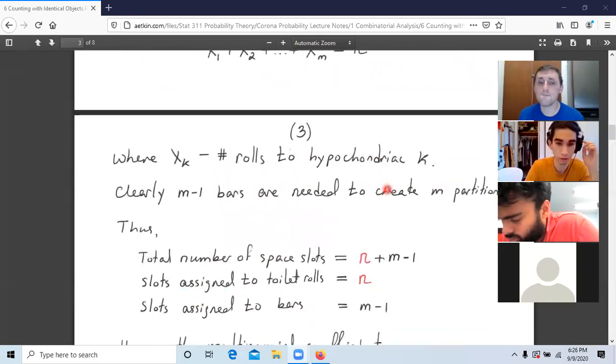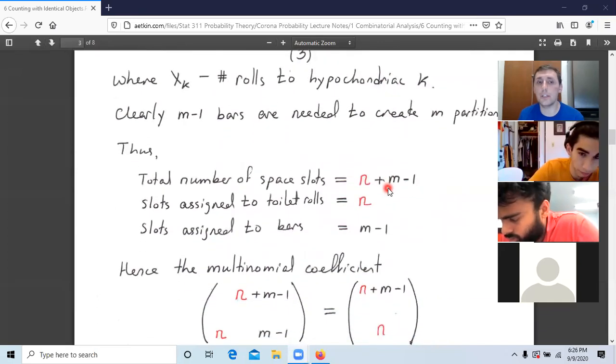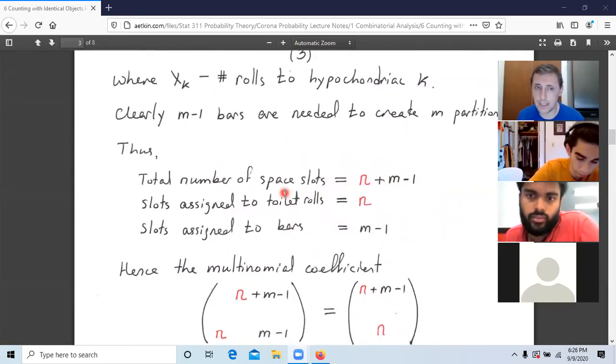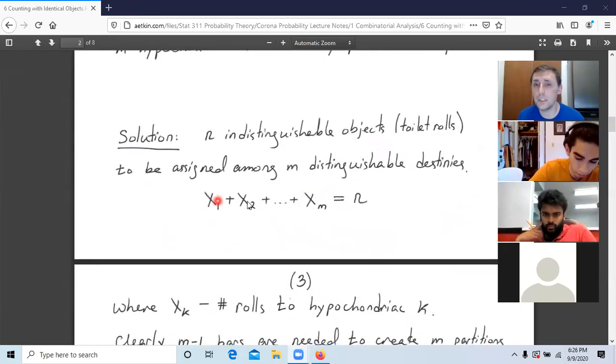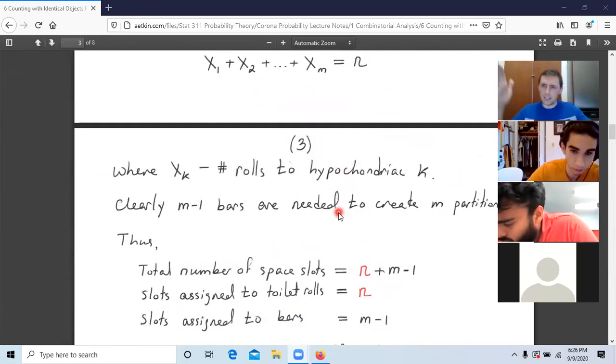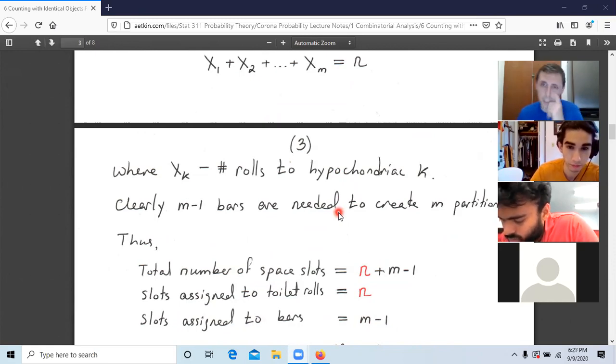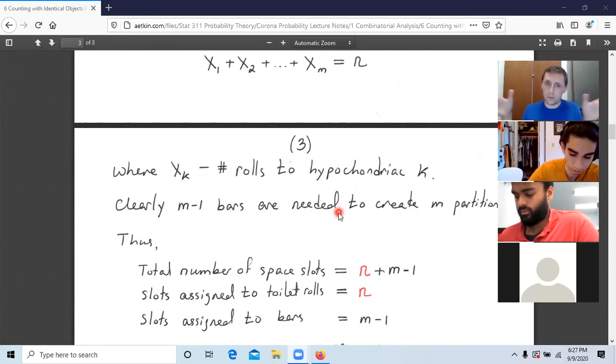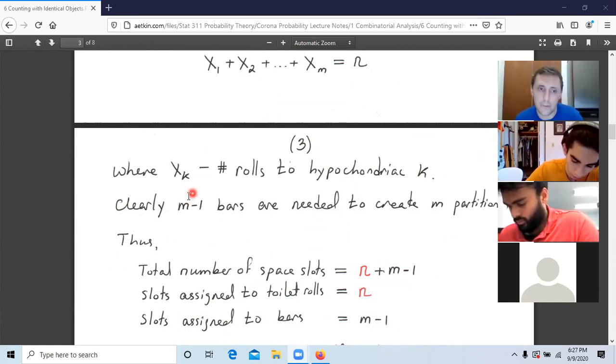So here we need to calculate how many total spaces we need, right? How many bars do we need? We have m individuals, so we will need m minus 1 bars. Do you agree? We have start and finish, which we don't consider as bars, and in between we have to partition by m minus 1 bars. Because 1 bar partitions into 2 groups, 2 bars into 3 groups, so I have to have 1 bar less than m to partition into m parts.